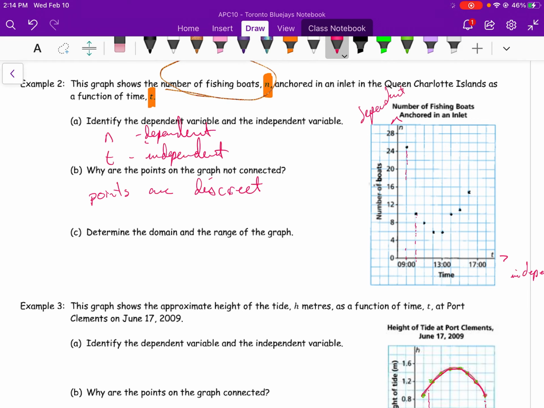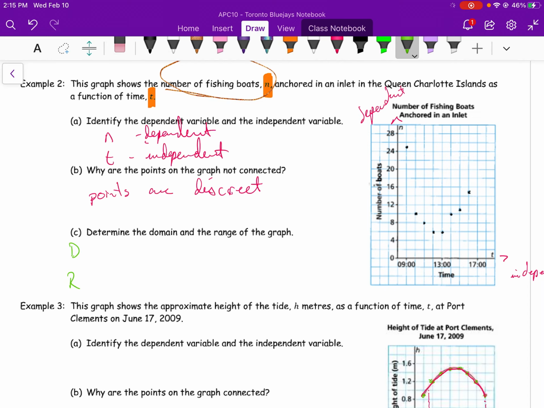And here we really see there's no observations in these time periods. So for instance, we know that the graph could go, that would be wrong. We know that the graph could look like this, or it could look like this. We really don't know because the graph is discrete. So determine the domain and the range.